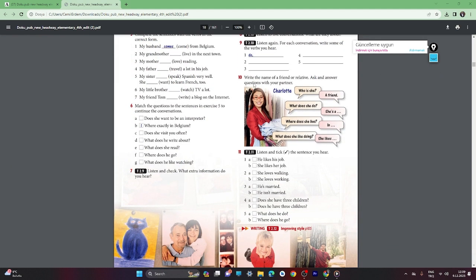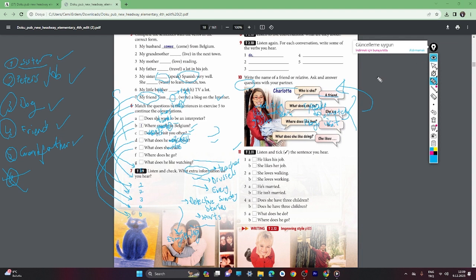Okay, let's go on. Write the name of a friend or relative. Ask and answer questions with your partner. For example, you can talk about your father. Who is he? What does he do? So what is his job? So where does he live, or where does he work? And what does he like doing? Okay, you can practice like this about your relative.